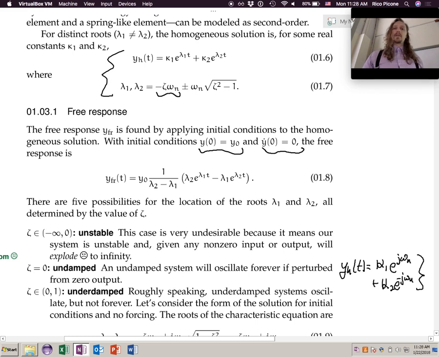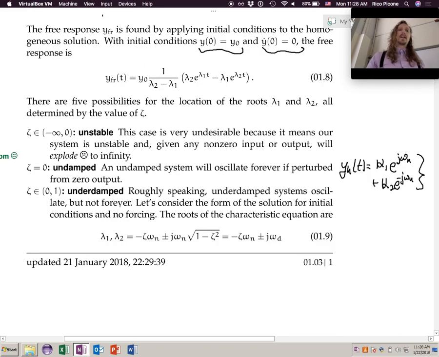So this is the underdamped case now, when zeta is between 0 and 1. Roughly speaking, underdamped systems oscillate, but not forever. Let's consider the form of the solution for initial conditions and no forcing. The roots of the characteristic equation have negative zeta omega n as the real part. Zeta is positive, between 0 and 1, so this is going to come out nice and stable.